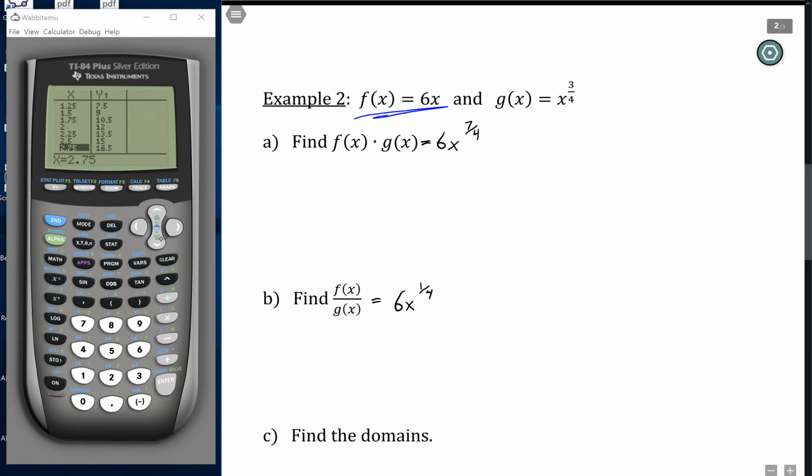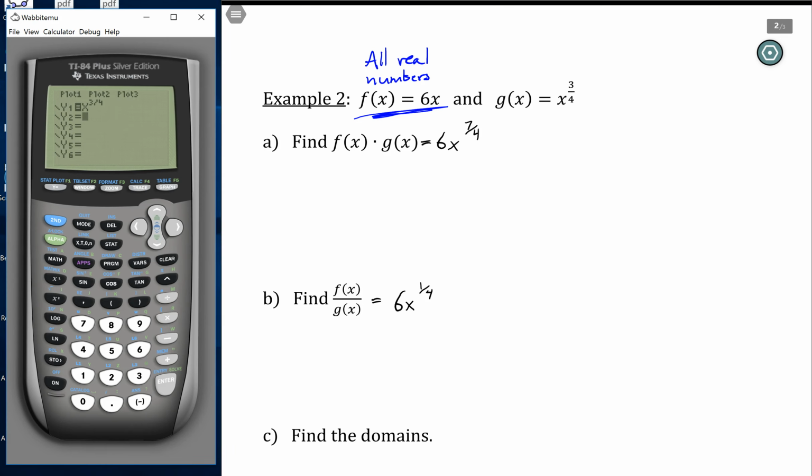As it turns out, 6x, what could possibly go wrong here? I can plug in negatives, I can plug in positives. It's not like the square root where I have these weird restrictions. So the domain of f of x is all real numbers. And that's because there are no restrictions. I can plug anything into 6x. It's not like I'm taking the square root maybe of a negative number. It's simple. The domain, all real numbers.